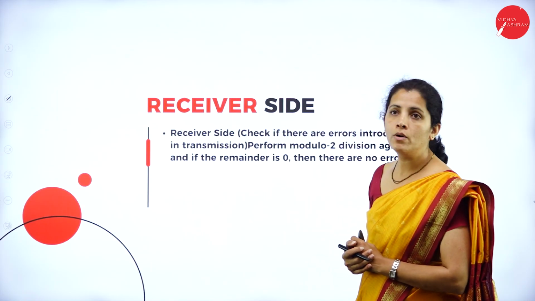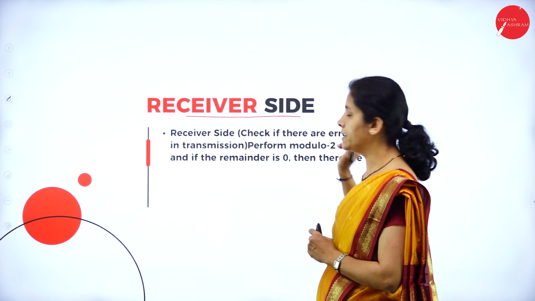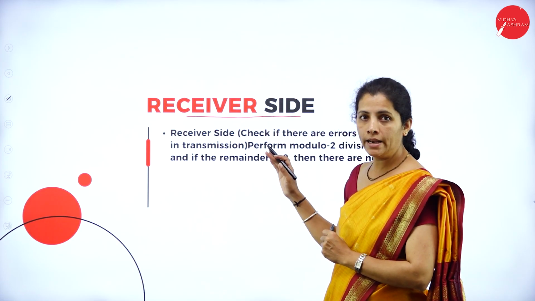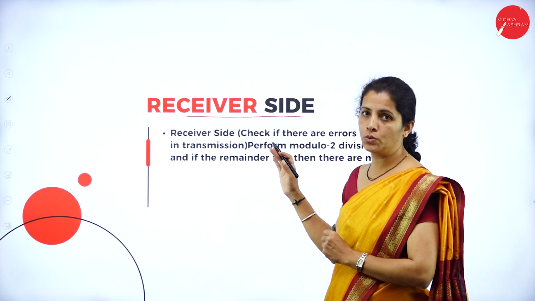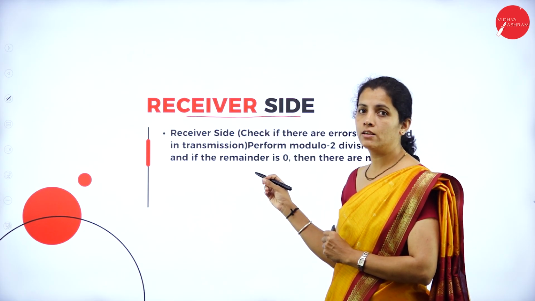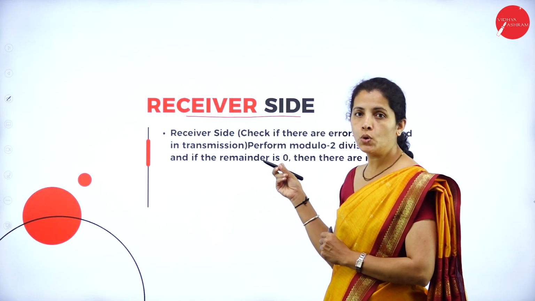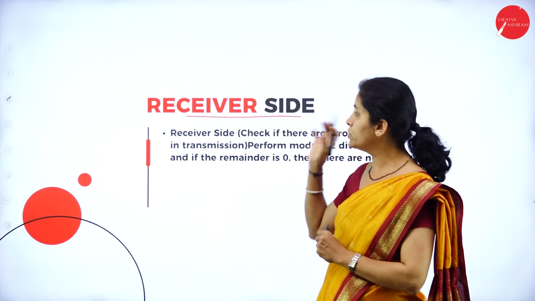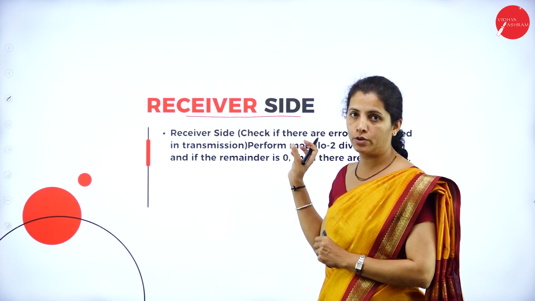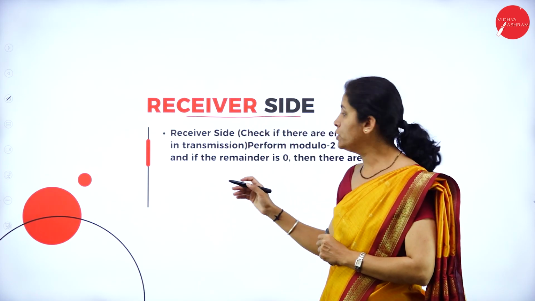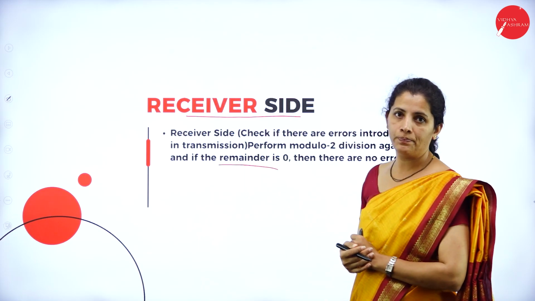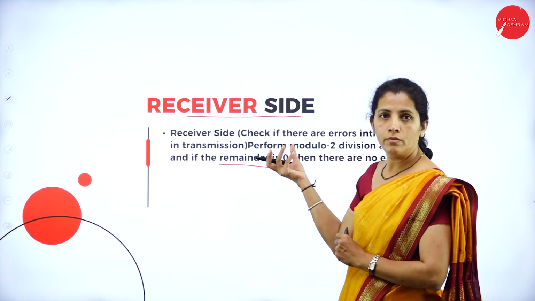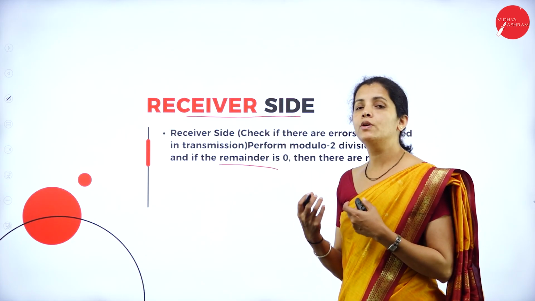Now if I consider the receiver side, our receiver is going to perform modulo-2 division, that is binary division. Once again we are going to consider the XOR gate output, and we are going to focus only on the remainder. At the end, if we get all zeros, then we are going to accept the data. Otherwise, we are going to reject the data.